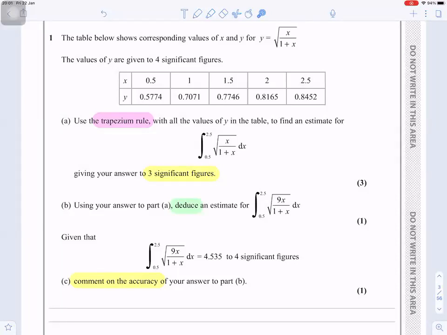Part B. Using your answer to part A, deduce an estimate for the integral from 0.5 to 2.5 of square root of 9x over 1 plus x. And given that the integral from 0.5 to 2.5 of square root of 9x over 1 plus x is equal to 4.535 to 4 significant figures, comment on the accuracy of your answer to part B.